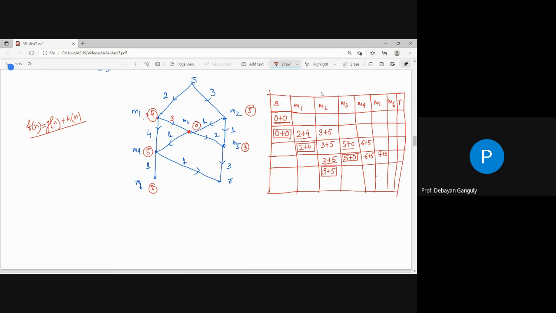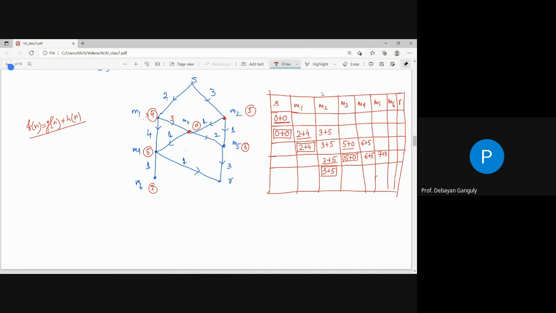I can place it in the closed. So when that is 3 plus 5, that means I am selecting M2. Now, when I am selecting M2, the neighbors are M5 and M3, right? So in the uniform cost algorithm, whenever a particular node is already in the closed, I cannot modify it, right?